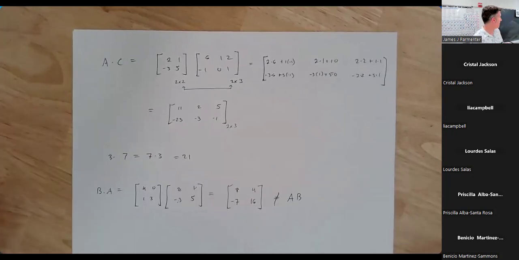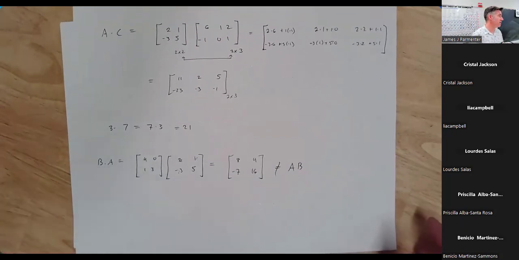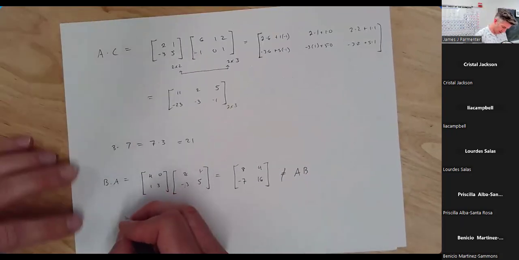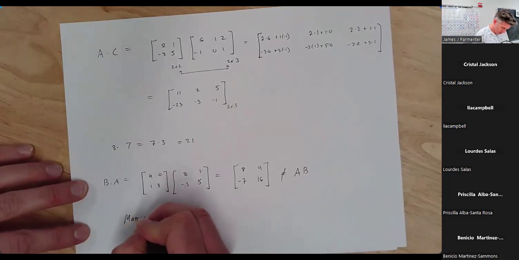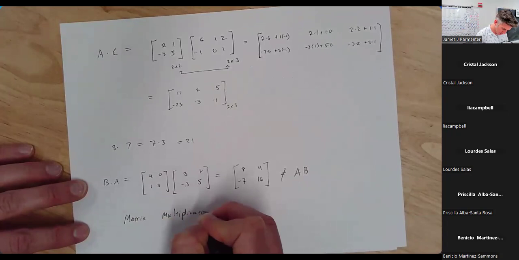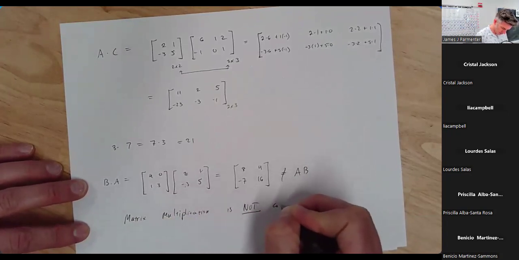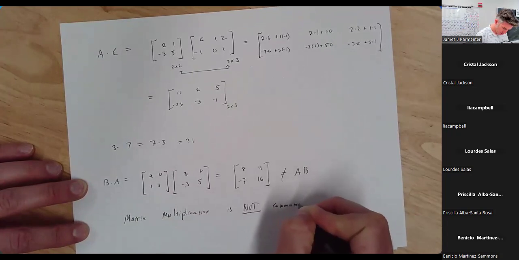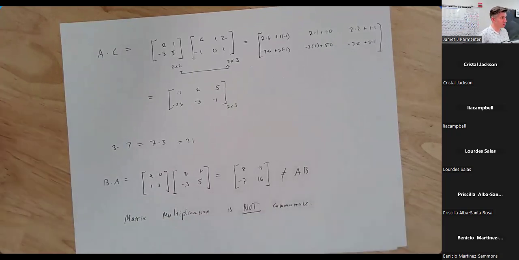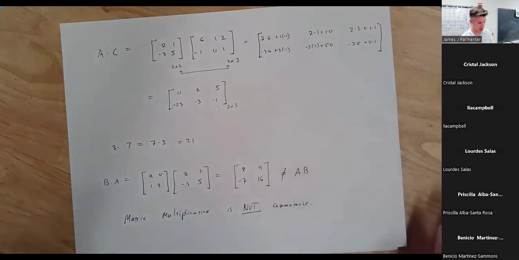So A times B does not equal B times A. What we say is the matrix multiplication is not commutative. I should write that down. So matrix multiplication is not commutative. So definitely when you're multiplying matrices together, you have to keep them in the order they are written in. You cannot just move them around at will.